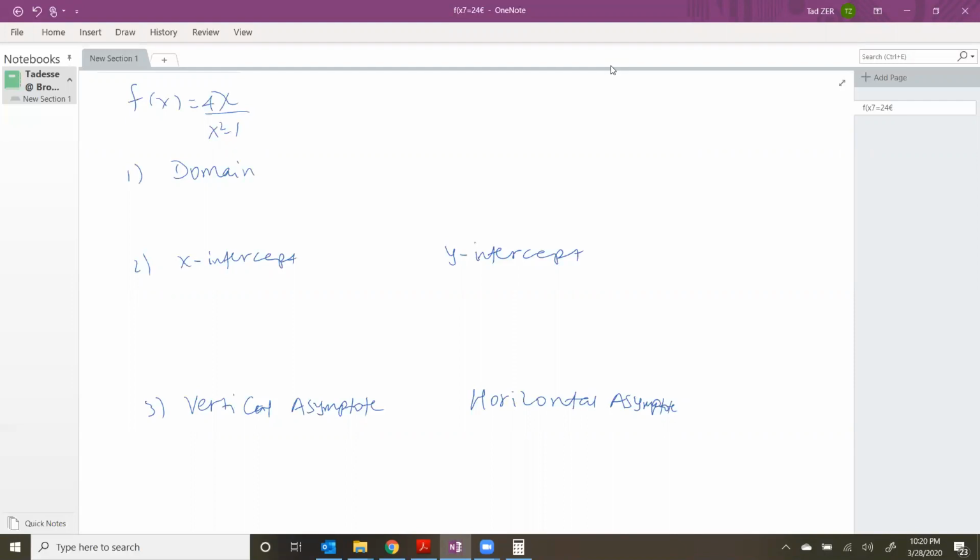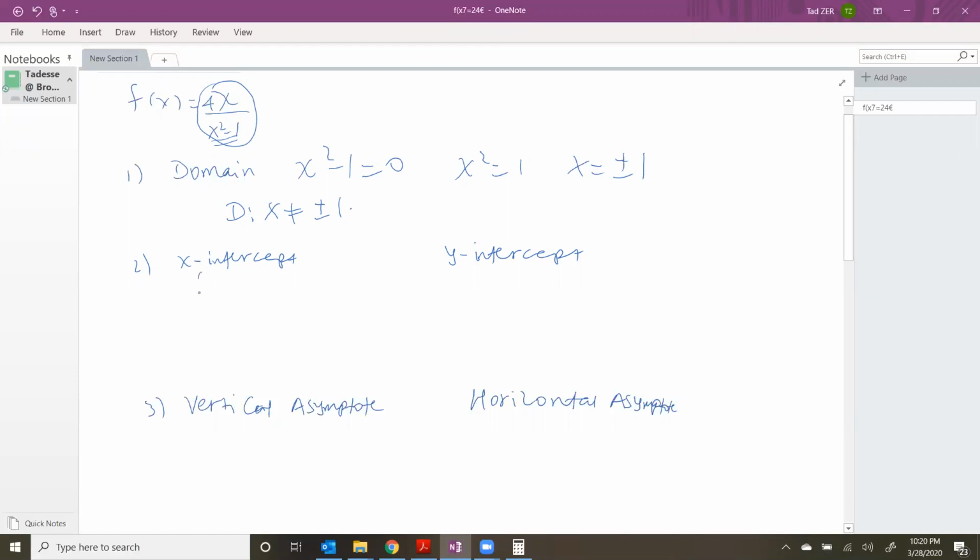So the domain. For a rational function, the domain is anything except where the denominator is 0. As you can see, the denominator is x squared minus 1. This will be 0 if x squared equals 1. So what does that mean? x equals plus or minus 1. So the domain will be any real number except plus or minus 1. Good.